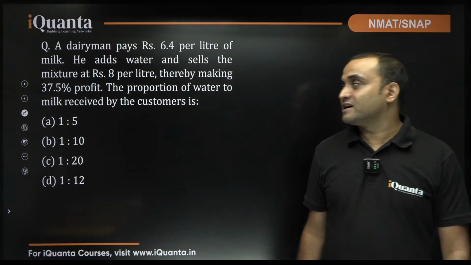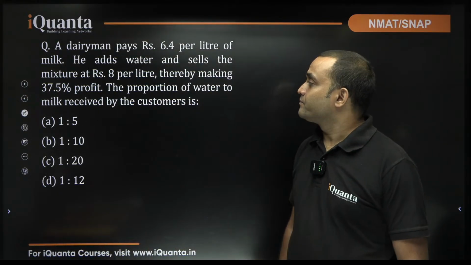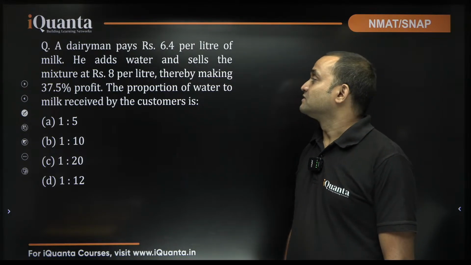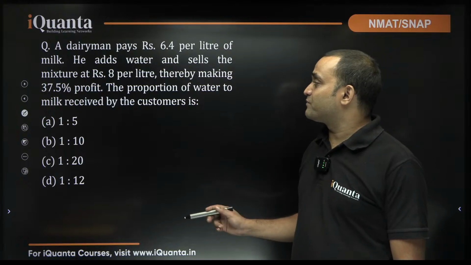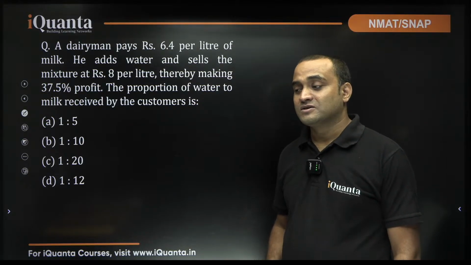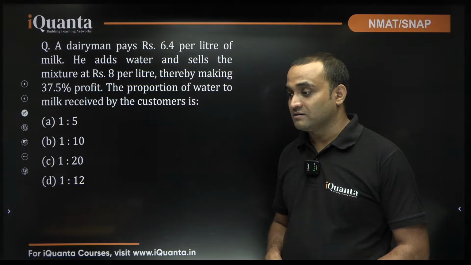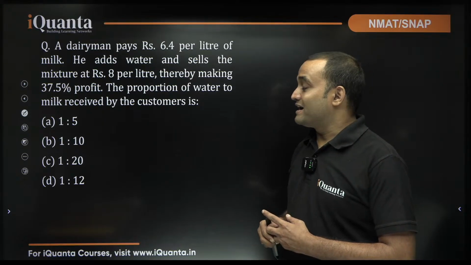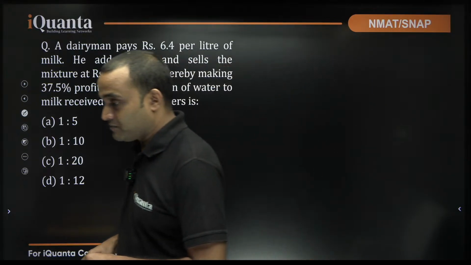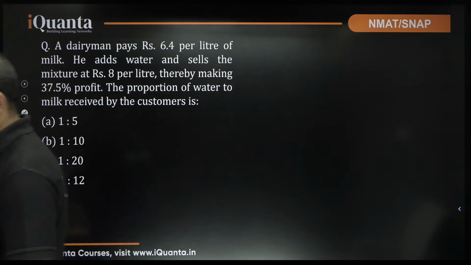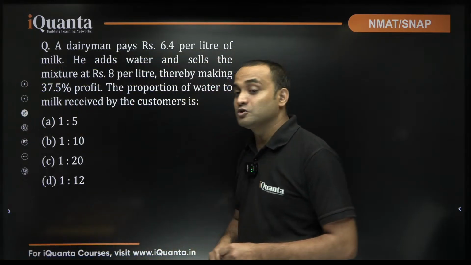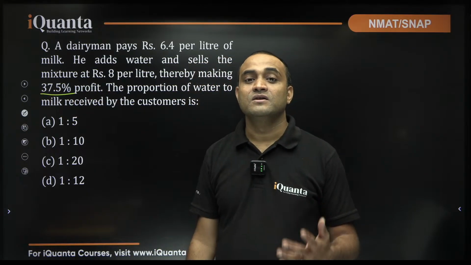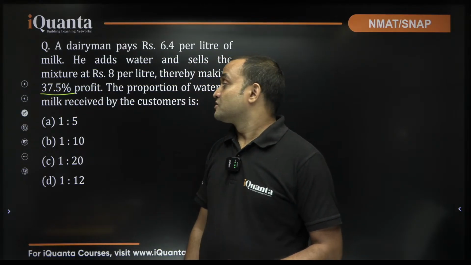Now in this question there are two types of profits, right? One of them is by increasing the cost price. So cost price is 6.4, selling price is 8, so there is some profit there, है ना? And then apart from that, by adding water there is also some profit percentage, है ना? And taking those together will be our successive percentage result, which is 37.5%, right? So this is how it goes.